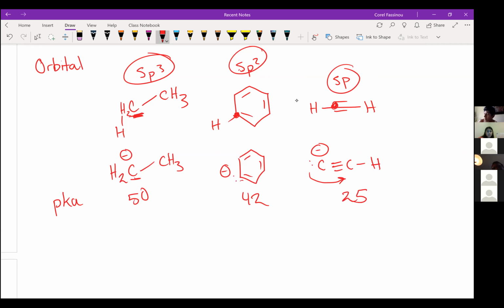And so based on that, we can tell that alkynes, these triple bonded carbons, are going to be more acidic than alkenes, which are these double bonded carbons, and those are going to be more acidic than alkanes, which are those single bonded carbons. Are there any questions on that?